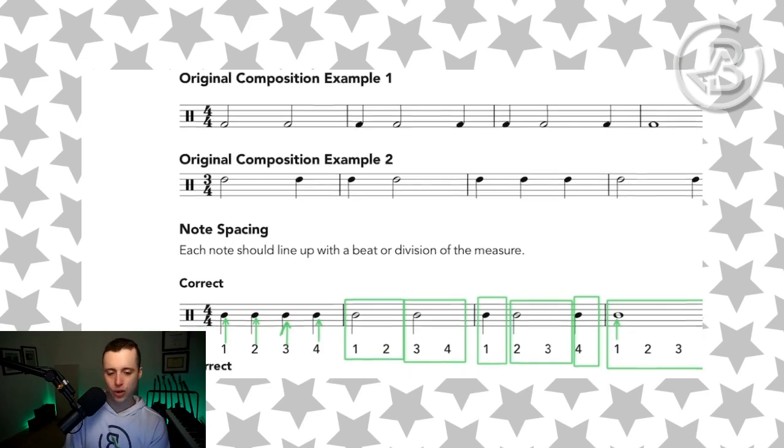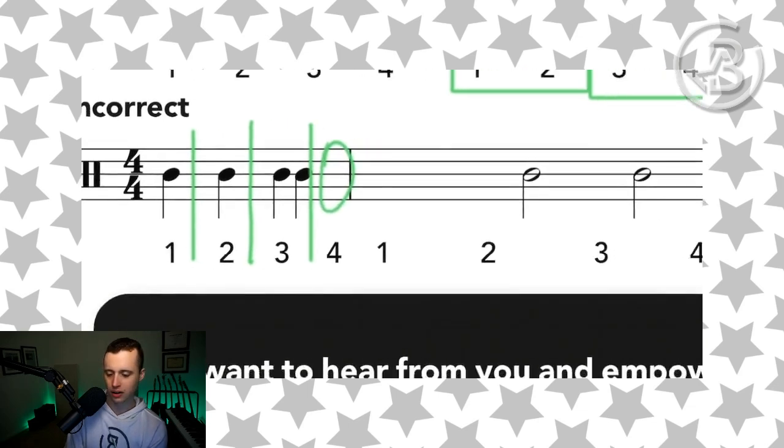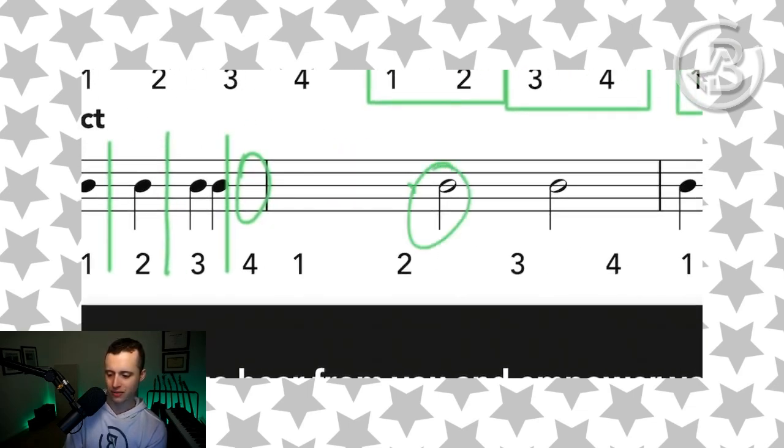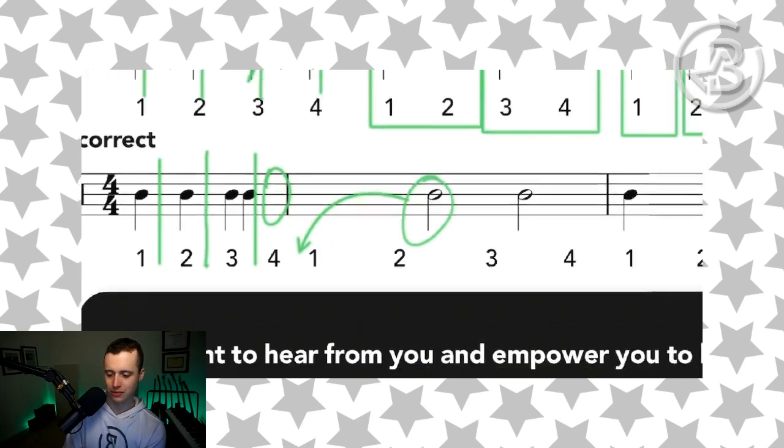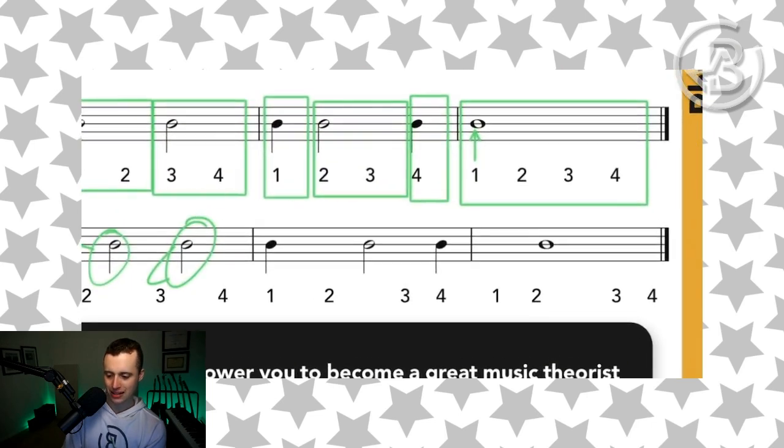Let's look at some incorrect note spacing now that you understand these rules. Sure enough, you see how these notes are not evenly spaced out in each one of their divisions? Oh, that's no good. So you almost have 2 notes in that one division, and then there's nothing over here in division number 4. See, this half note has got to go all the way back here. This half note has got to go back here. It's a mess. This half note should be over beat 2. It really is messy. And this whole note here should be over beat 1.